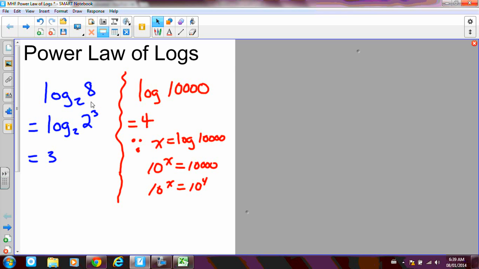So if we had log to the base 2 of 8, one option to solve this is we understand that what we're looking for is the exponent. We're trying to find the exponent with a base of 2 that gives us the answer 8. So if we rewrite 8 as 2 cubed, of course we recognize that that's then the answer. Remember, the log is the exponent, so the question is asking us what is the exponent.